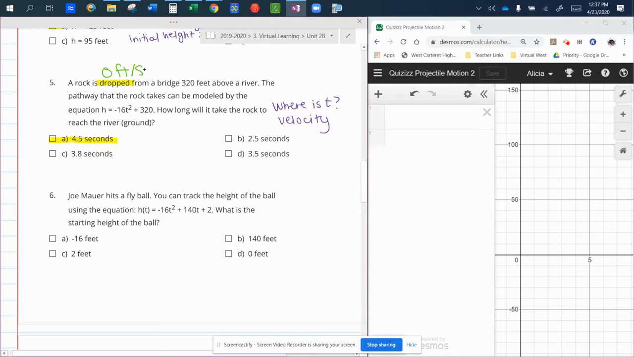This is not even one you need to put in Desmos. So take a second and see if we can figure this out. What is the starting height? Remember what we know about the equation. What do we know about that equation? Y equals mx plus b is the equation for a line. Y equals ax squared plus bx plus c, that's the equation I meant to say for a quadratic.